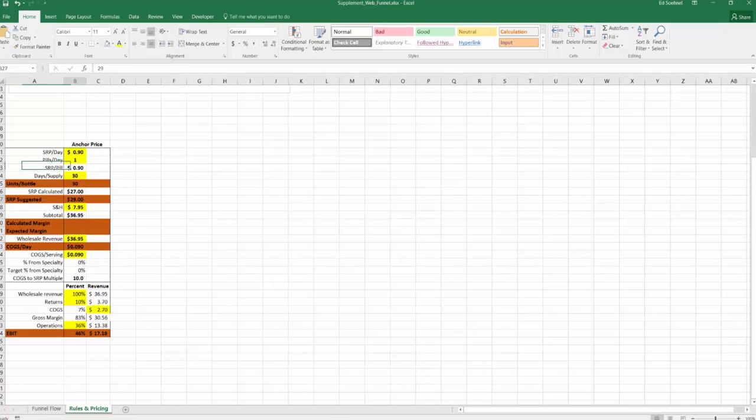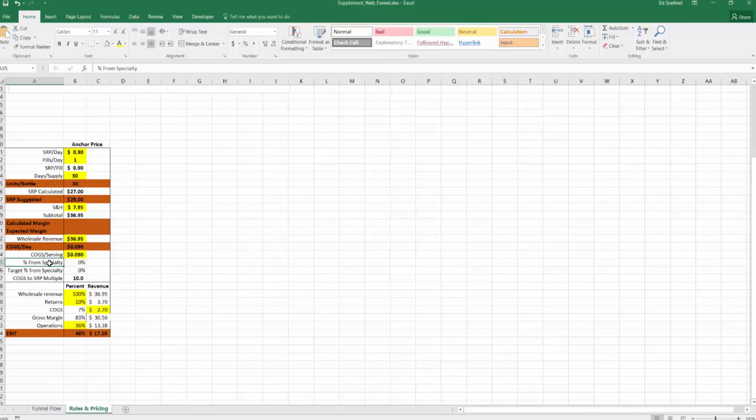So a suggested SRP, in this case, I put in $29, but again, it could be $39, $49, $59. Got shipping and handling, so this brings out your revenue, which is the same as your wholesale revenue. If you're going into retail, I use this model as well. Then I've got my cost of goods sold, serving per day. These are some other figures.